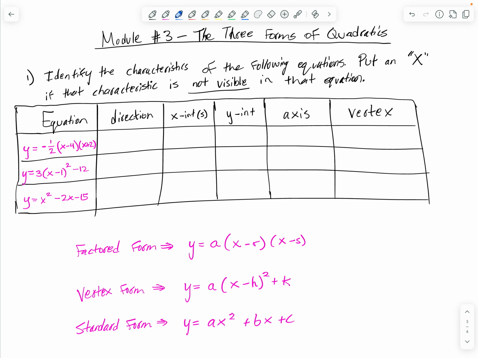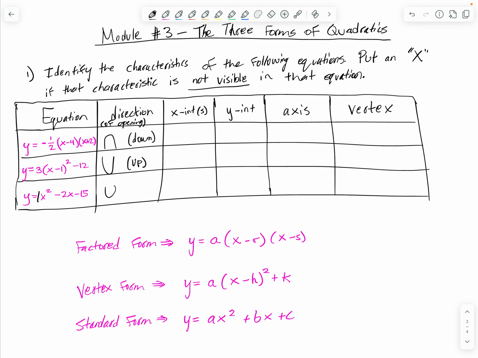I'm looking at each one for the direction of opening. It's literally asking, is it up or down? The easy way to do this is to look at the a value of each. This is an invisible one. If it's negative, it's always going to open down, like that. These are parabolas. If it's a positive value, it's always going to open up. If there is a +1 in front here, it's going to open up.